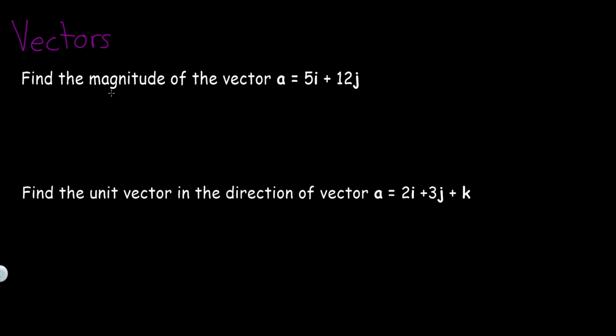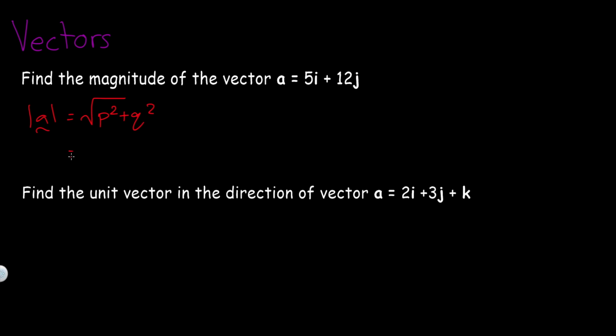Alright, for the first question, it wants us to find the magnitude of the vector A equals 5i plus 12j. And like I said, it wants us to find the magnitude. So, like we just learned, the magnitude of A is equal to the square root of P squared plus Q squared. So this is our P and this is our Q.